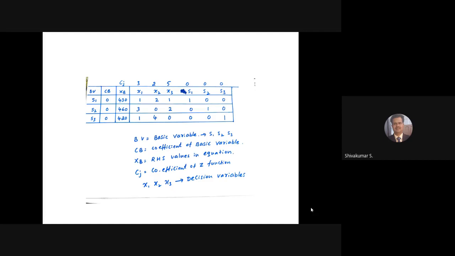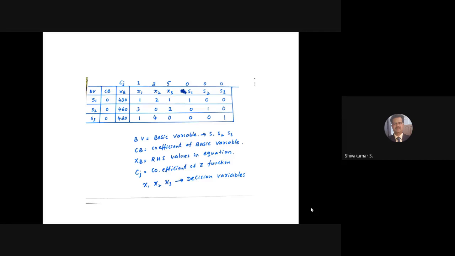Remember, above that table, you're going to write Cj. That is the coefficient of z function, also called the cost function. You write the coefficient of z function, those are the Cj values. Before that, we can write Cb, the second column. Cb is the coefficients of basic variables in that function, that is 0, 0, 0. Cb is nothing but the coefficient of basic variables in z function.